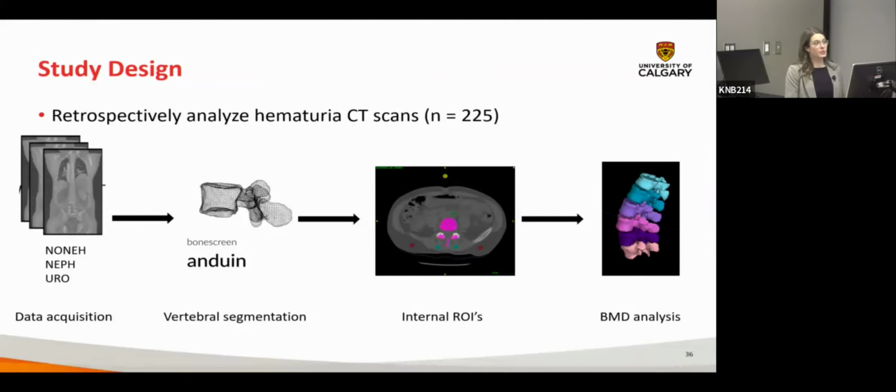We then performed vertebral segmentation, which I'll explain a little more about momentarily. I added our internal ROIs to do our internal calibration and then got a BMD result at the end. Through this process, I have learned just how messy some of the metadata can actually be. You would think it'd be quite clean and simple. I can tell you it is not. So it speaks to some of the difficulty in implementing this approach into AHS, which is my ultimate goal.